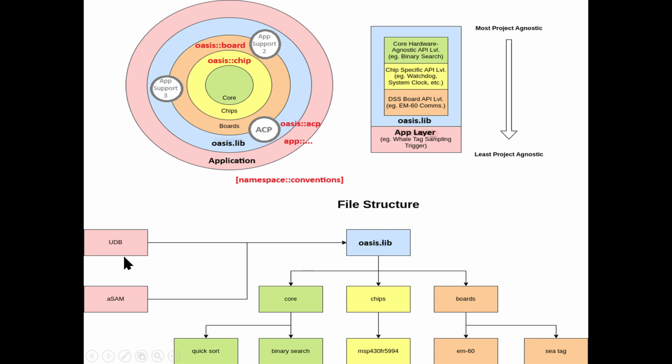Looking at the file structure here, you would have application specific code, like for the ASAM modem or UDB here. It makes use of the library. The library breaks down again into core, chip, boards, and chip is right now just an MSP430FR5994, but different chips may be used in the future, and boards is the EM60 and CTAC devices, and so on.